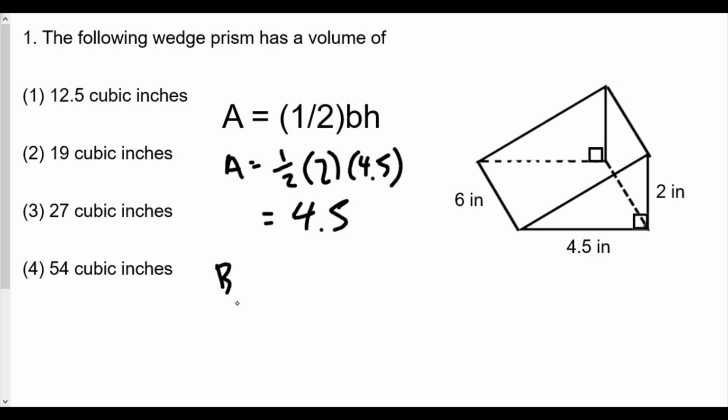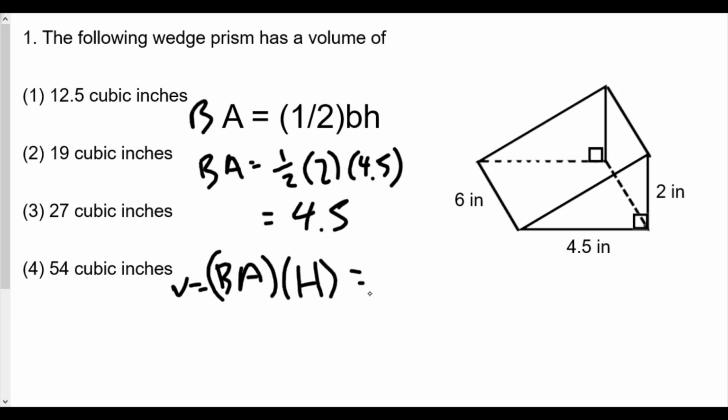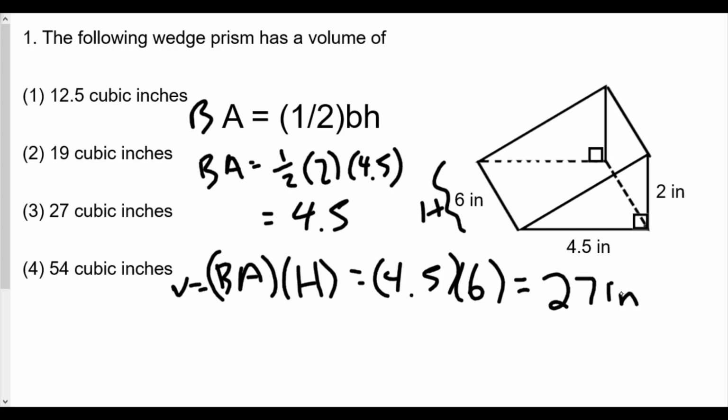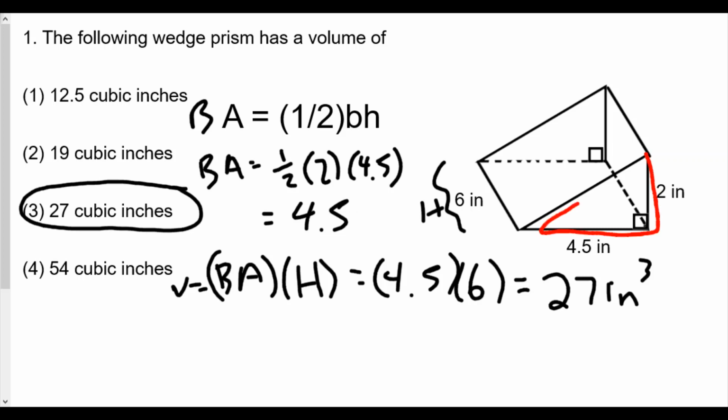But we're going to take this base area, because this is really the base area, and volume is equal to base area times our capital H for the height. That's really what capital H was for. And the capital H would be the depth here. So we're going to take the 4.5 and multiply it by the 6 inches. We're going to get a total of 27 inches cubed, or cubic inches. Would that be choice 3 here? So we want to find the area of the triangle, which was 4.5 inches squared, and then we'll multiply that by the depth here, or the height.